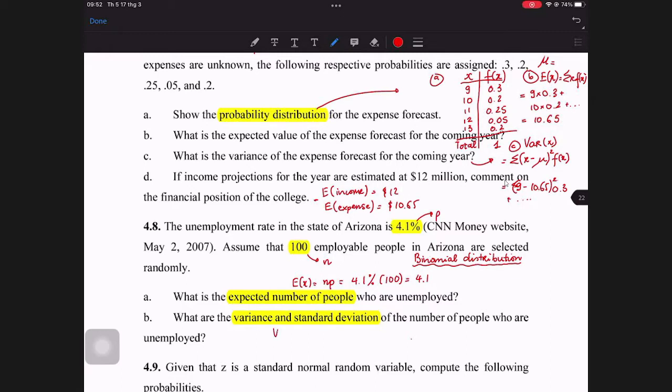The variance, we can just use the variance formula for the binomial distribution, which is quite simple here. So we have 4.1%, then we have 95.9%, and we have 100. So you can just have the answers here. And as for the standard deviation, we can just take the square root of the variance. And then you get the answer.